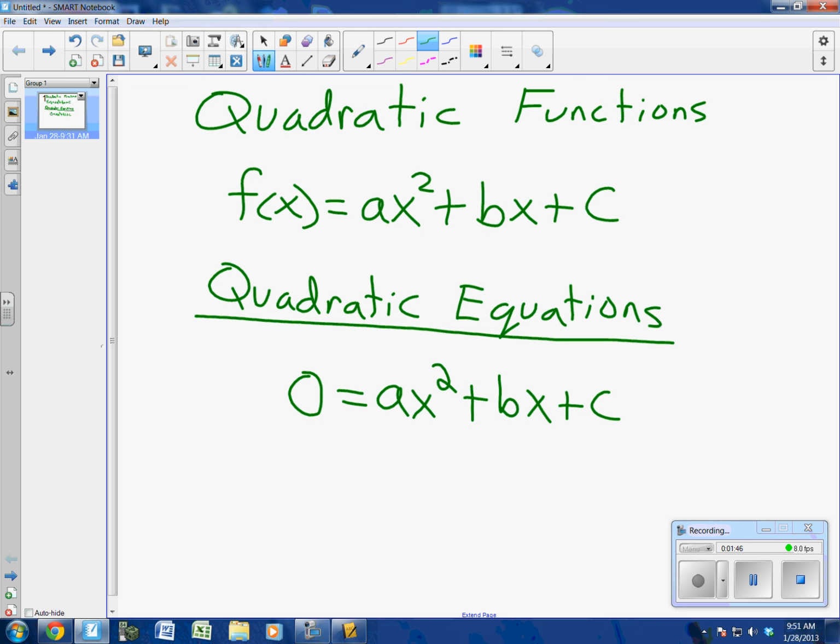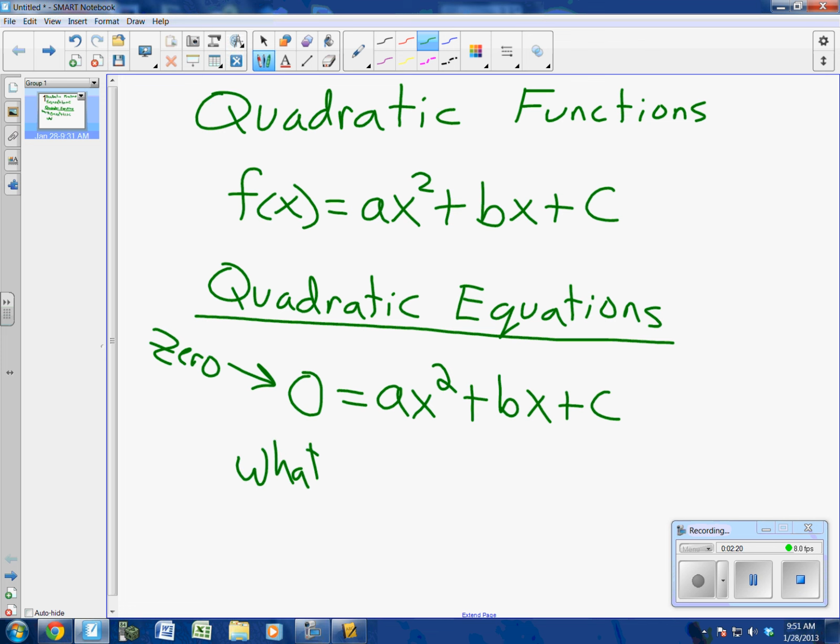Lexi, what's the difference between these two? One has a 0. That's a 0. Okay, that's a 0 right there. Okay? Now, so a quadratic function, we write f of x. Well, a quadratic equation, we put a 0 there because what we are looking for is the zeros of the function. Okay, so I want you to write this down.